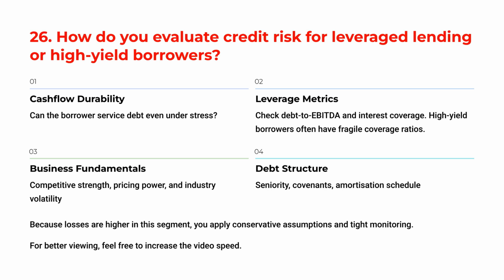How do you evaluate credit risk for leveraged lending or high-yield borrowers? Start with cash flow durability. Can the borrower service debt even under stress? Check leverage metrics: debt to EBITDA and interest coverage. High-yield borrowers often have fragile coverage ratios. Review business fundamentals, competitive strength, pricing power, and industry volatility. Analyze debt structure, seniority, covenants, amortization schedule. Because losses are higher in this segment, you apply conservative assumptions and tight monitoring.